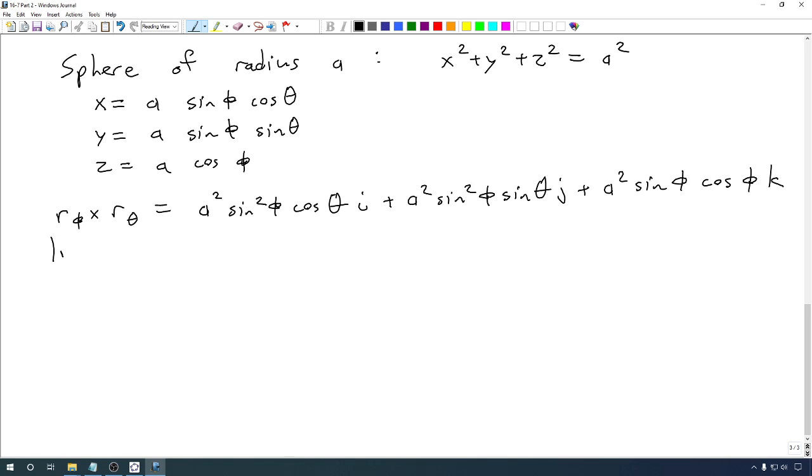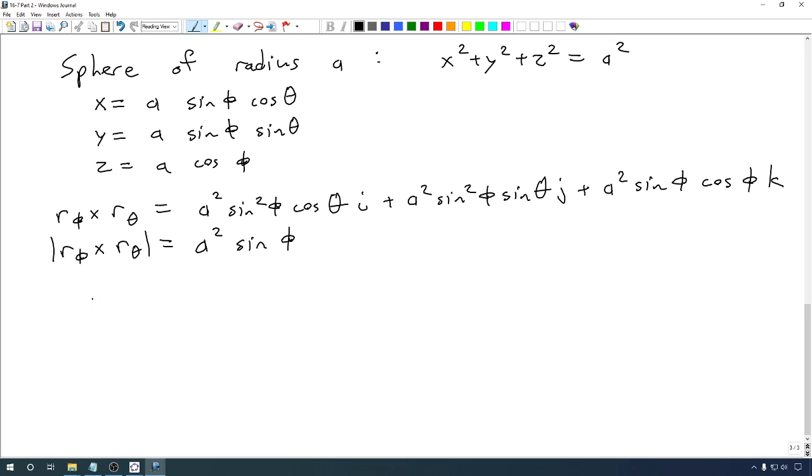We even took the magnitude of this as well. Because a lot of the sine squares and cosine squares managed to combine to give us ones, everything simplifies pretty nicely down to a squared sine phi. And we noted back then that this is basically the form that we use for spherical coordinates. This is rho squared sine phi, where rho in this case is a.